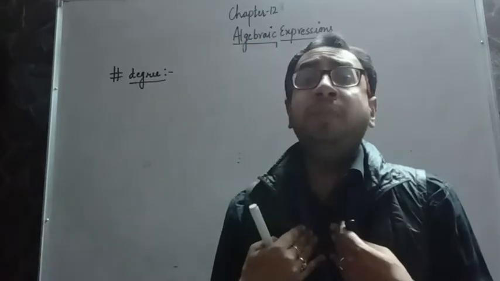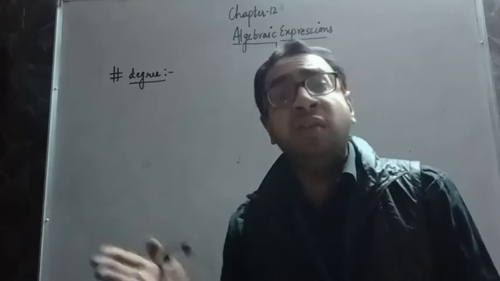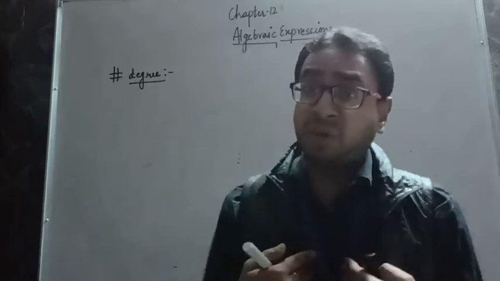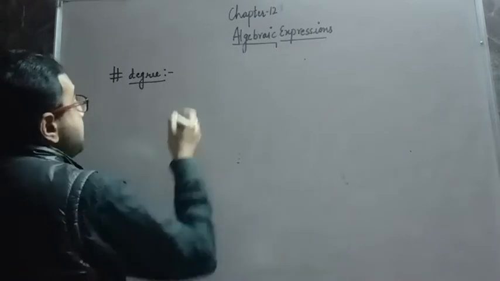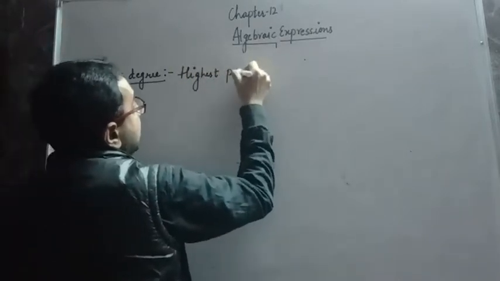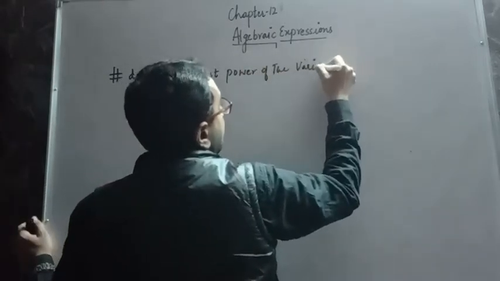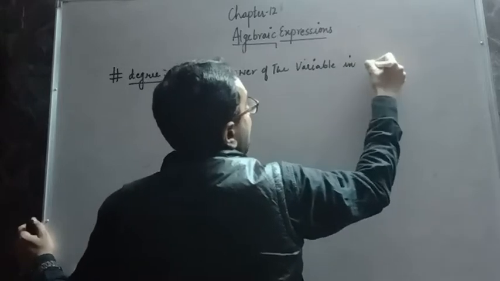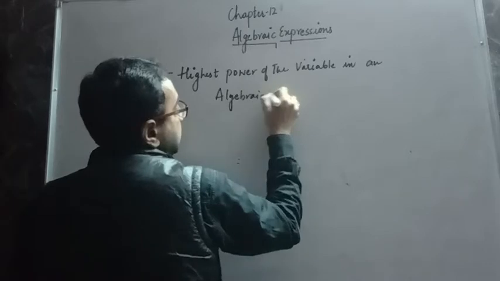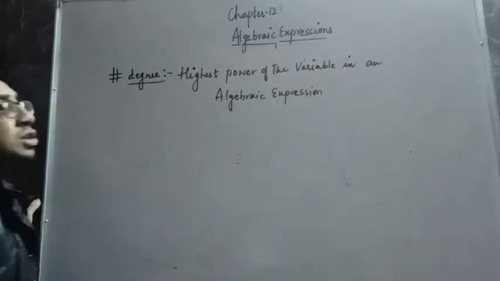For example, being a BTech graduate, what is my highest qualification? That I am having a degree, bachelor degree in technology. That is my degree. That is my qualification, highest qualification. Similarly, degree means the highest power of the variable in an algebraic expression. Highest power of the variable in an algebraic expression.